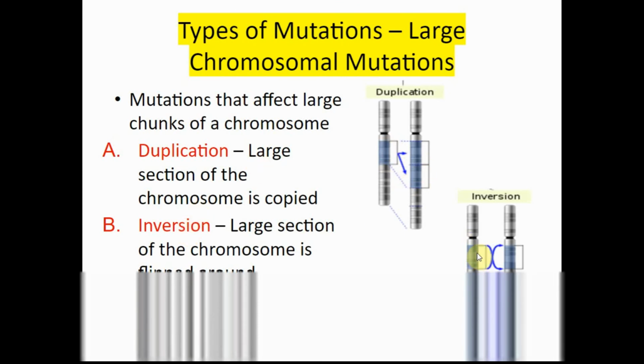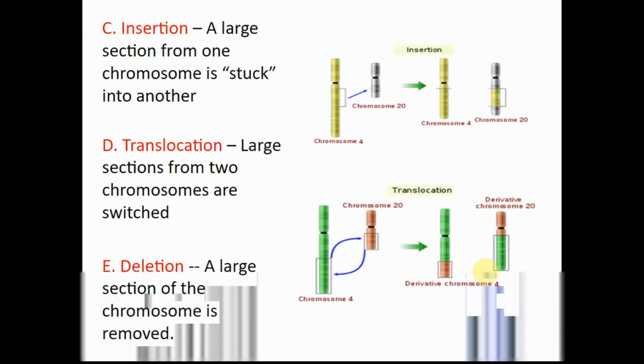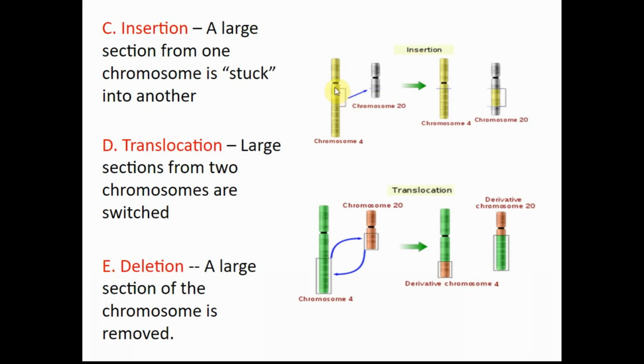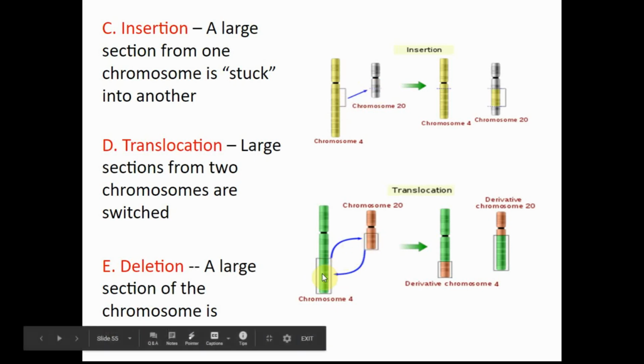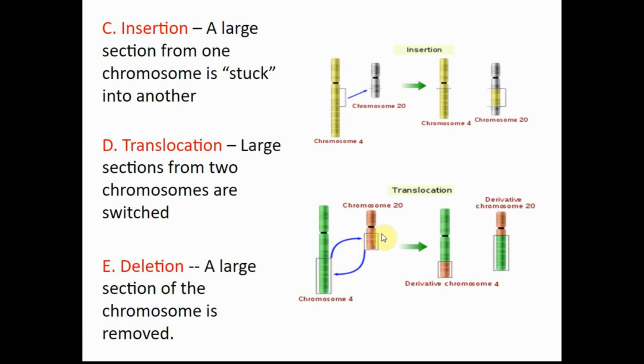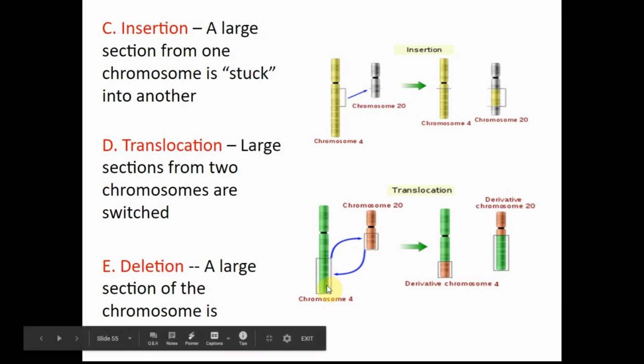An inversion is where we have a chunk of the chromosome that gets flipped around and stuck back in. An insertion is when we have a chunk of one chromosome that gets stuck into another chromosome. A translocation is basically the same except it's an exchange. This green one gives a chunk to the red one, and the red one gives a chunk to the green one.